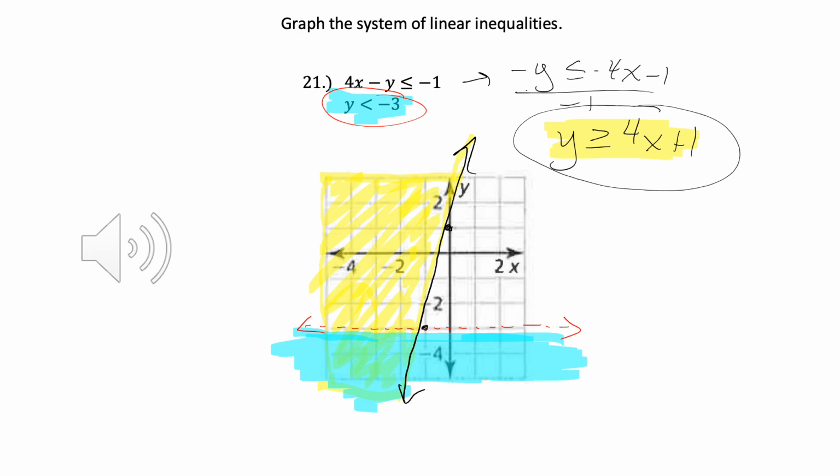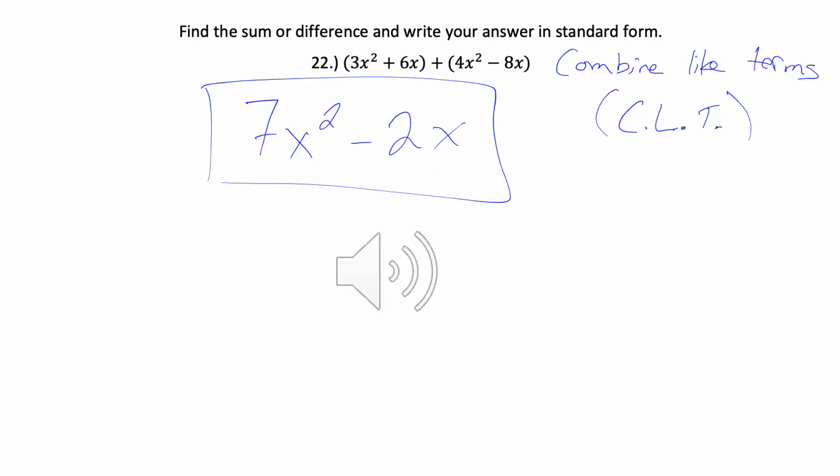Numbers 22 and 23, you're going to find the sum or difference and write the answers in standard form. I just like to use the term CLT here, which is combine like terms. So we're going to add anything that has the same terms and same variable and exponent. So we get 7x squared minus 2x. This is in standard form because standard form starts with the highest exponent and decreases from left to right all the way to a constant.